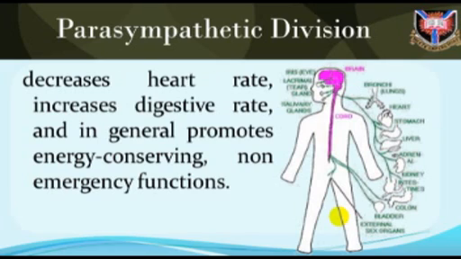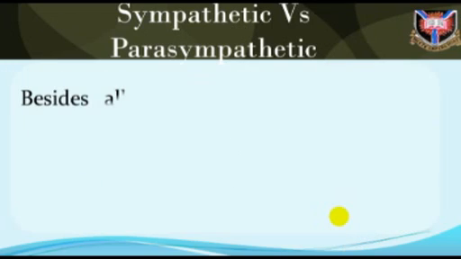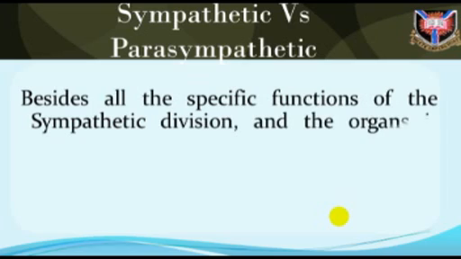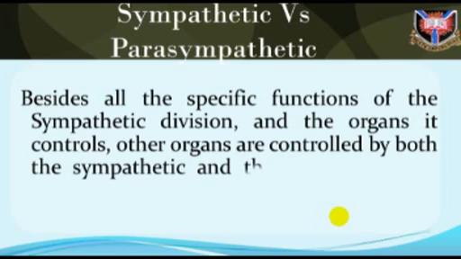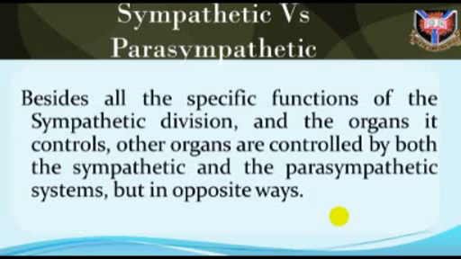Activity of the parasympathetic system decreases heart rate, increases digestive rate, and in general, promotes energy-conserving non-emergency functions. The sweat glands, the adrenal glands, the muscles that constrict the blood vessels, and the muscles that erect the hairs of the skin have sympathetic input only. Other organs are controlled by both the sympathetic and the parasympathetic systems, but in opposite ways. In other words, while the sympathetic excites, the parasympathetic inhibits, and vice versa.